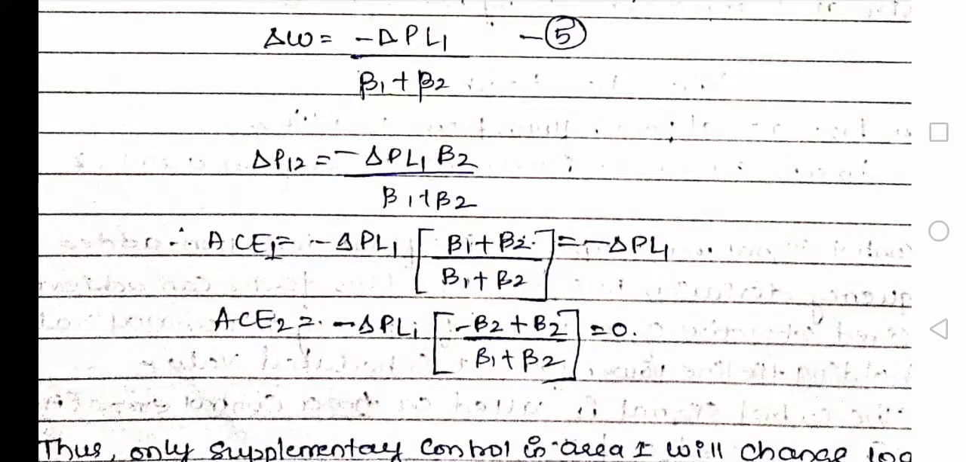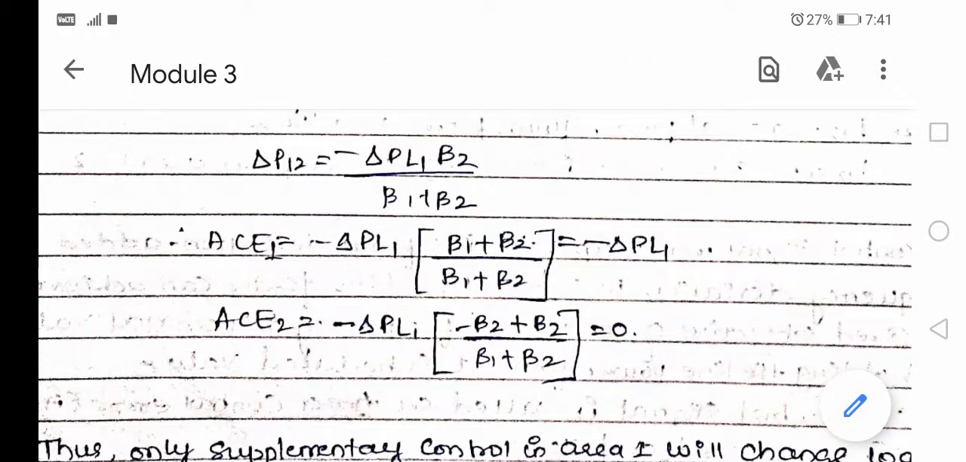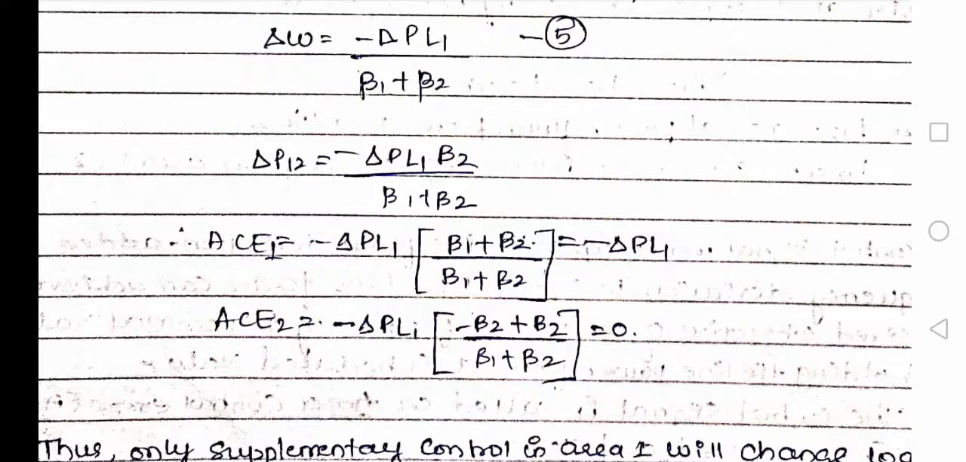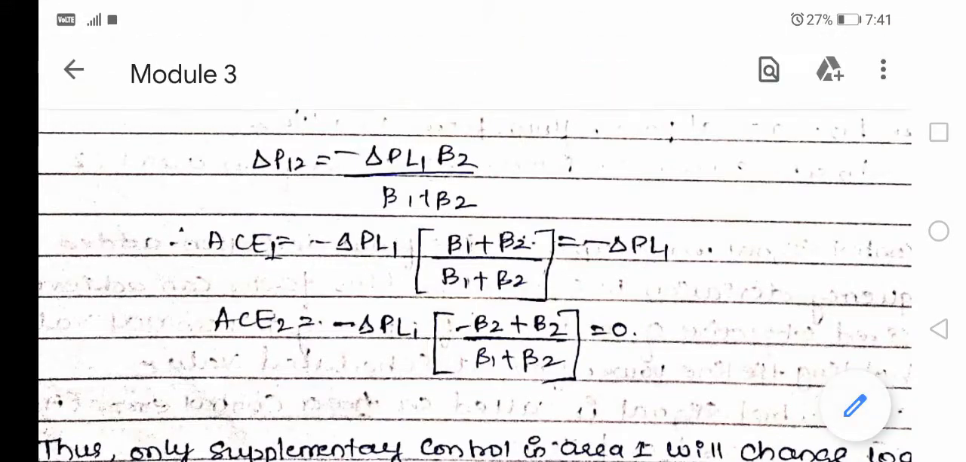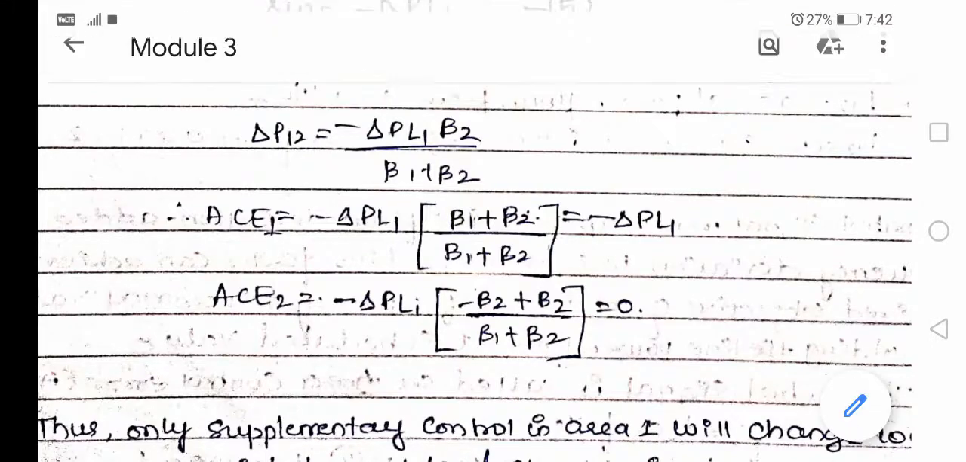So substitute the value of this in area control number 1 and 2. Then you will get minus of delta PL1 of beta 1 plus beta 2 divided by beta 1 plus beta 2 is equal to minus of delta PL1. Then in area control number 2, we have minus of delta PL1 of beta 2 plus beta 2 divided by beta 1 plus beta 2. Here it is minus of beta 2 plus of beta 2 divided by beta 1 plus beta 2, which will be equal to 0.